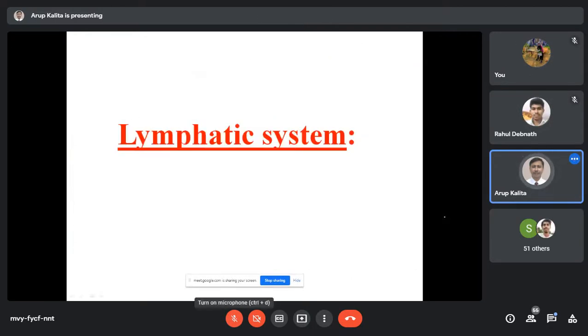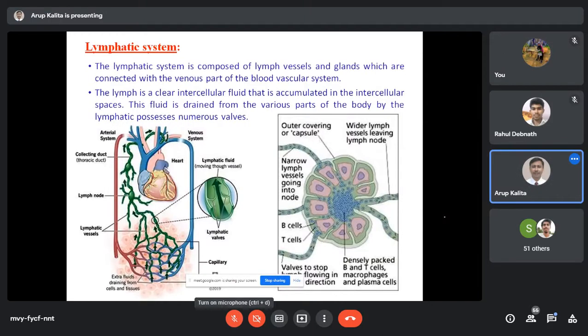Next, coming to the lymphatic system. So the lymphatic system is composed of lymph vessels and glands, which are connected with the venous part of the blood vascular system. So it is a system. Already I told you in the thorax part, but even though I am repeating that. So the lymphatic system is composed of lymph vessels.